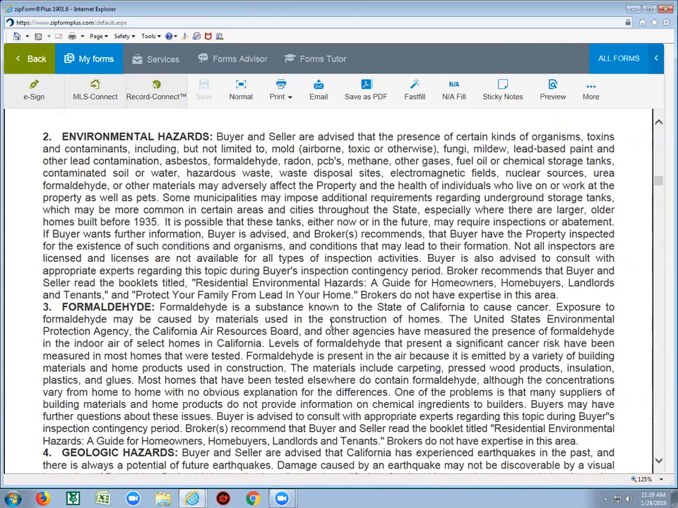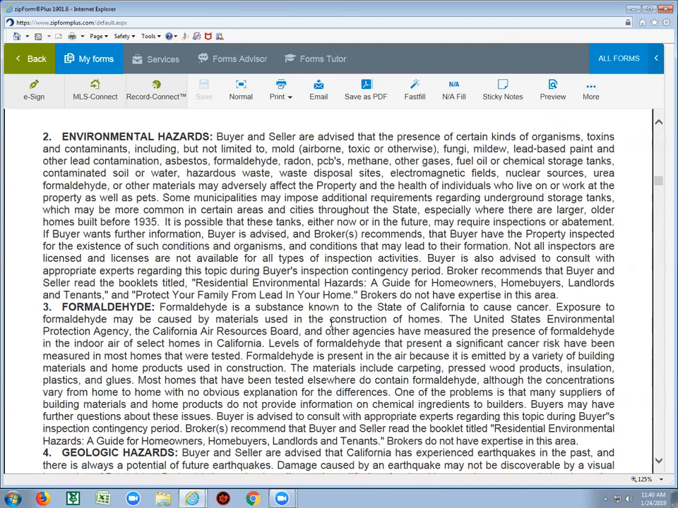Two, environmental hazard. Buyers and seller are advised that the presence of certain kinds of organisms, toxic and contamination, including but not limited to mold, airborne toxic fungi, mildew, lead-based paint, asbestos, formaldehyde, radon, PCB, methane, other gas, fuel oil, chemical storage tank, contaminated soil, water hazard, waste disposal site, electromagnetic field. What's that? High voltage tower, your cell phone tower. That's an electromagnetic field.